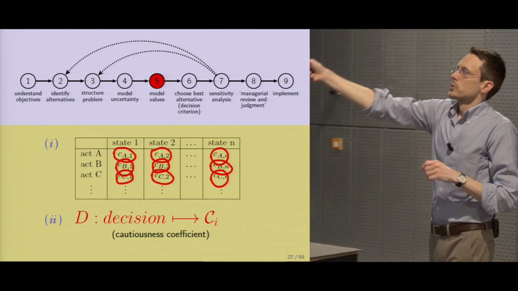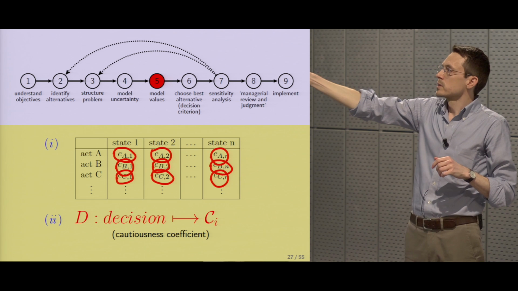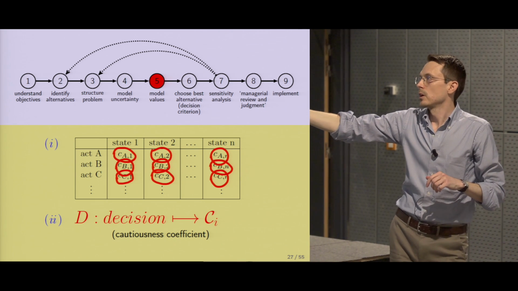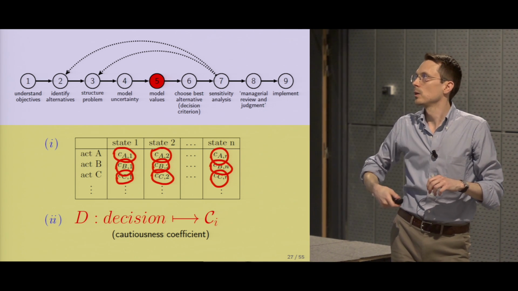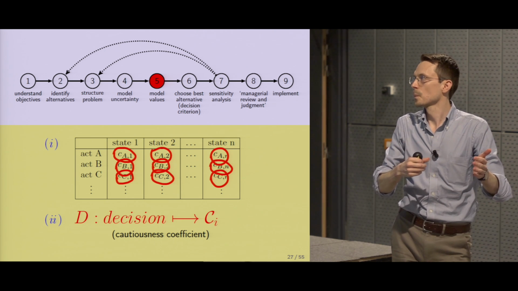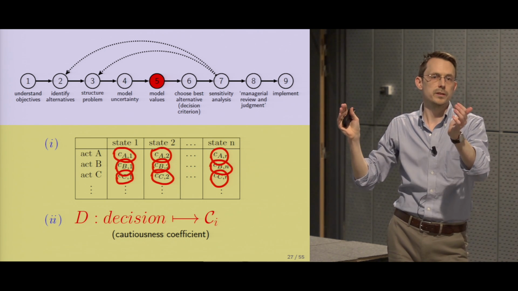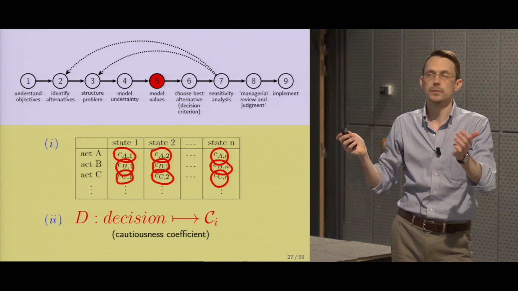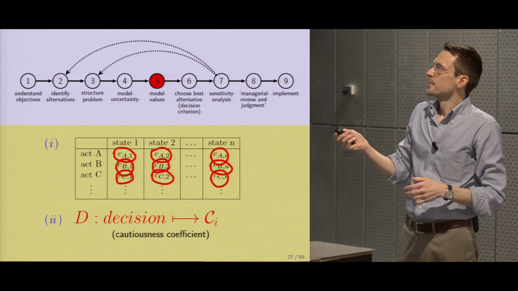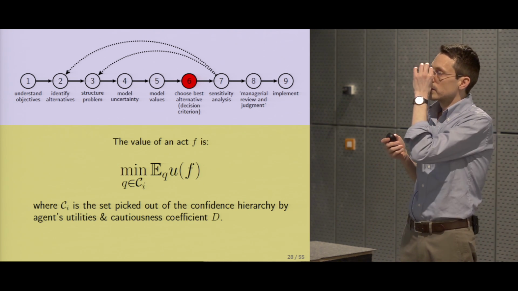Modeling values means putting utilities on the consequences and also determining what this cautiousness coefficient is. In other words, how are you going to look at a decision and determine which of those rings is the relevant one for that decision. Choosing the best alternative then.